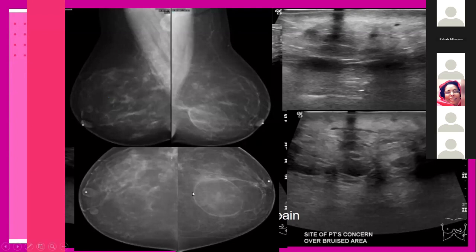Can you see this one? What is this? In the inferior medial breast, she had an oil cyst, and that oil cyst ruptured and resulted in diffuse inflammation in her breast.